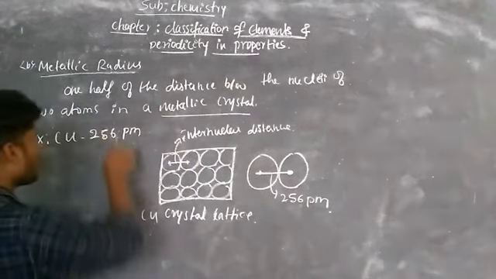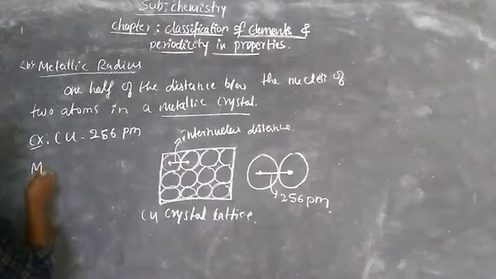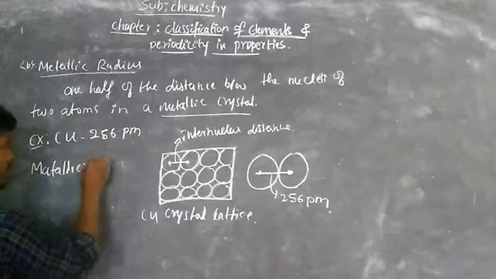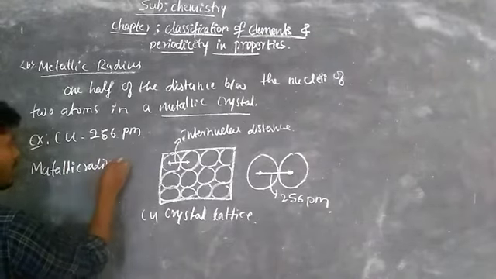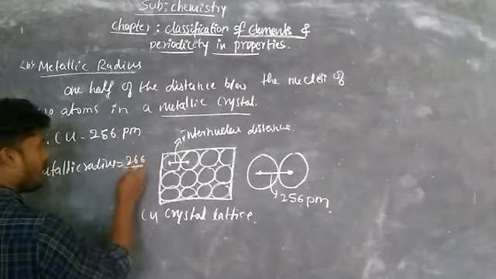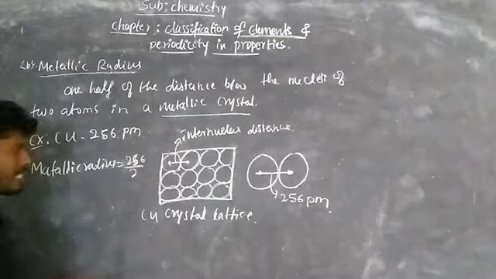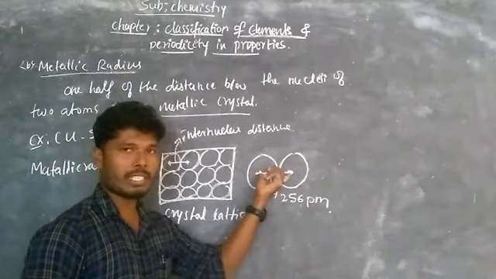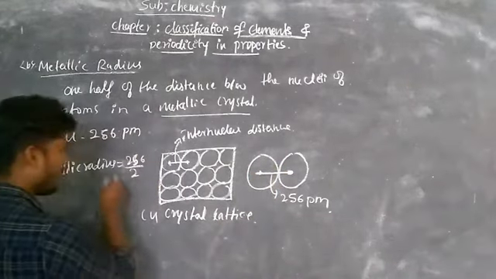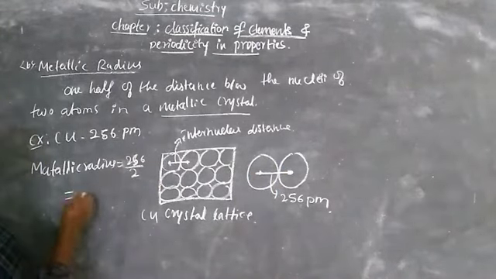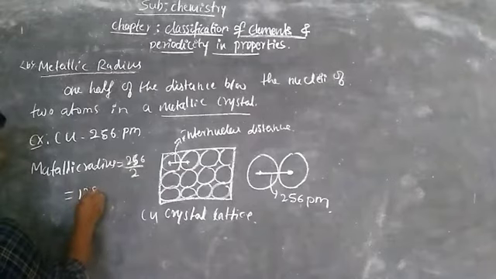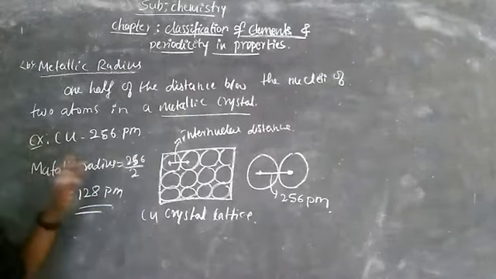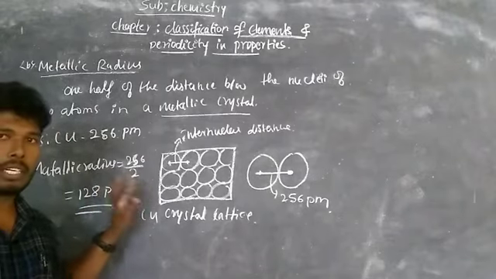Therefore, the metallic radius is equal to 256 divided by 2, because it is half of the distance, right? This is the total distance, the internuclear distance. Half is nothing but divided by 2. How much do you get? 128 picometer. This is the metallic radius, which is found only in metallic crystals.